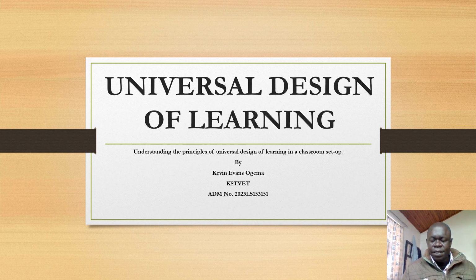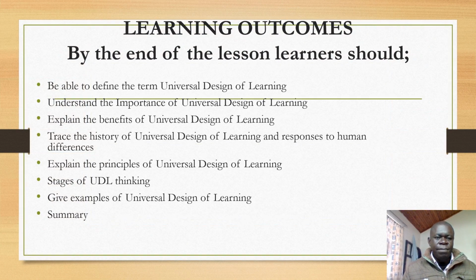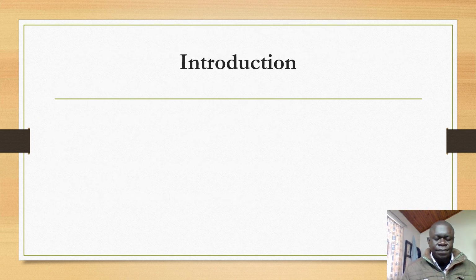The objective of this learning is to understand the principles of universal design of learning in a classroom setup. Welcome. You should be able to define the term UDL, or universal design of learning, understand the importance of UDL, explain the benefits, trace its history, explain its principles and the stages of UDL thinking, and give examples of UDL in summary. So what is UDL?